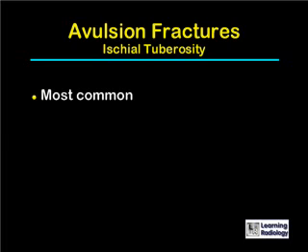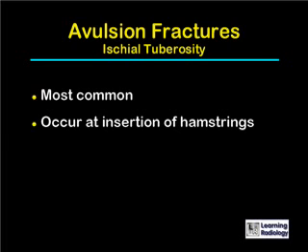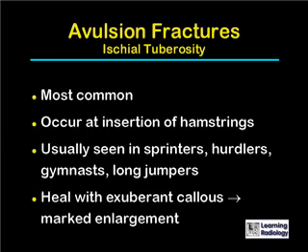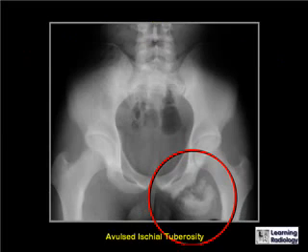Fractures of the ischial tuberosity are the most common. They occur at the insertion of the hamstring muscles. They're usually seen in sprinters, hurdlers, gymnasts, and long jumpers. When they heal, they tend to heal with exuberant callus formation, which produces marked enlargement of the ischium.